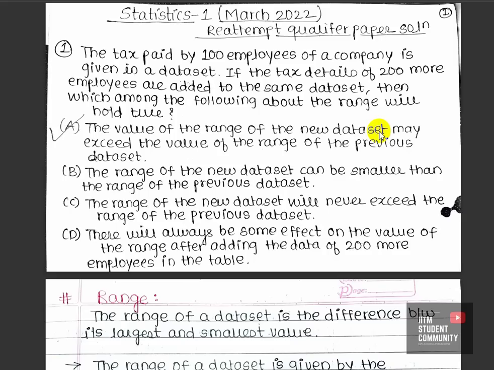Option B says the range of the new dataset can be smaller than the range of the previous dataset. No, because the later existing data is more than the previous one. The range of the new data will never exceed the range of the previous dataset. This statement is also wrong. There will always be some effect on the value of the range after adding the data of 200 more employees in the table. Yeah, this one is partially true, but A is something accurate, and this being a multiple choice question, we go with option number A.